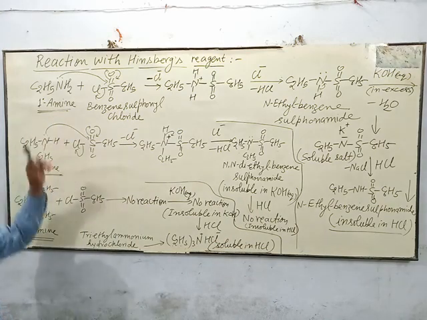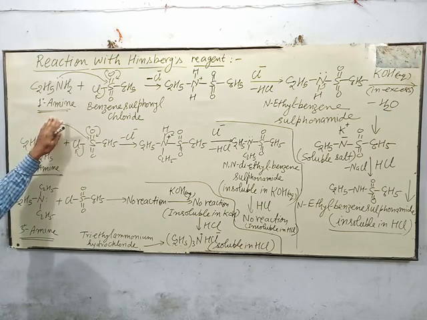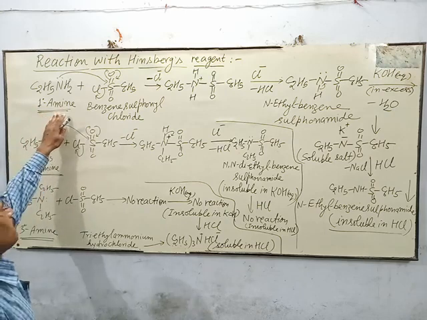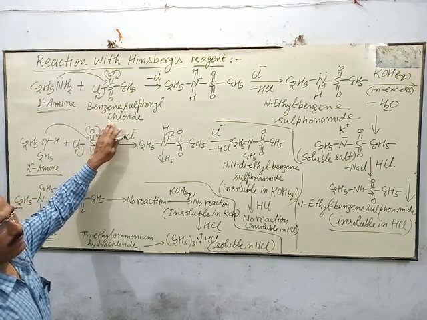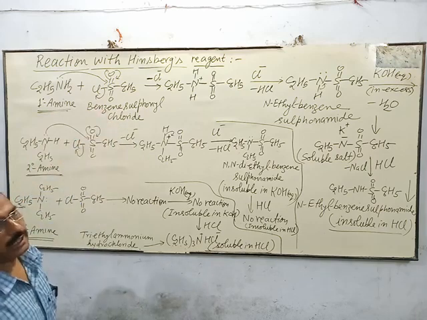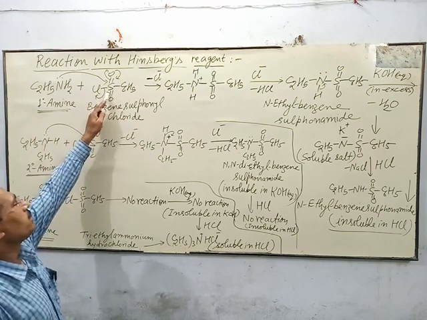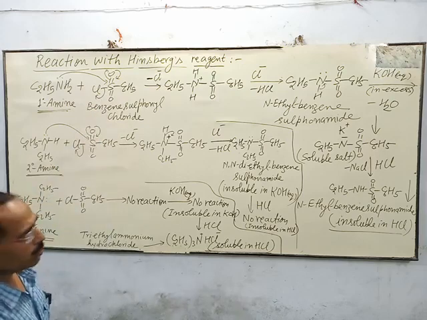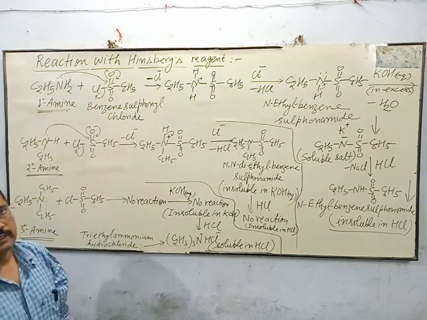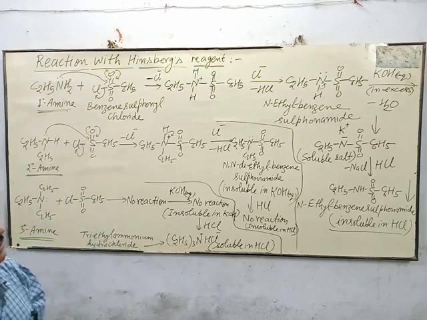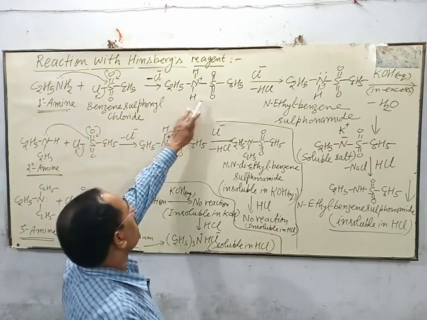This is a primary amine, this is ethyl amine, which is a primary amine. When a primary amine is treated with benzene sulfonyl chloride or Hinsberg reagent, in this reagent sulfur is the central atom. Due to presence of vacant orbital in sulfur, it can accept electron pair from amine and forms a cation. This is an intermediate.